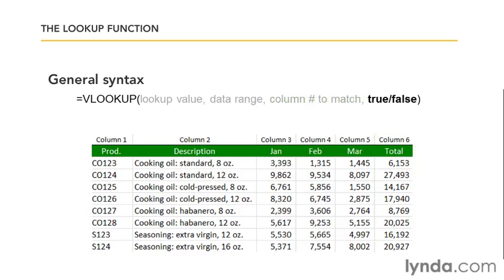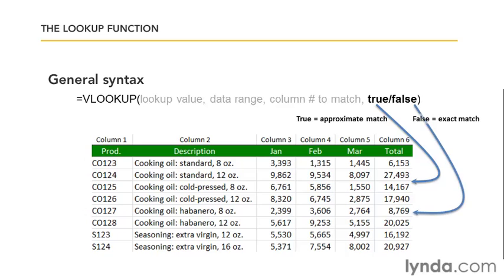Now, the true-false will let you decide, do you want an exact match for the data you're looking for, or is an approximate match okay? If you put in true, and you literally put the word true, true means an approximate match. And if you put literally the word false, Excel will give you an exact match. So let's go and put this to work.